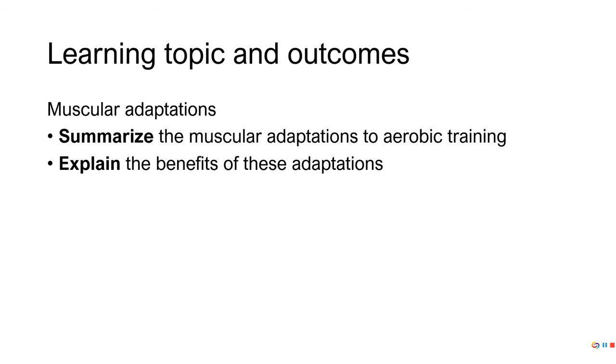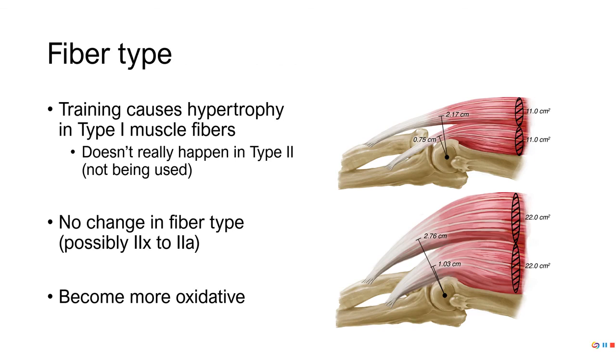To start off, we've talked several times about fiber type. When you go out and train, you use a muscle, it gets bigger. We have hypertrophy occur, which we'll talk about more during the resistance training unit next week. When you hear hypertrophy, just think bigger. Now this happens primarily in type 1 fibers because when we're doing aerobic training, we're using type 1 fibers, not type 2 fibers. Generally speaking, there doesn't appear to be a lot of change in fiber type, although as we mentioned a couple of weeks ago, it might be possible for 2X fibers to turn to 2A. So we're taking these glycolytic fibers and they're turning into fiber types that are more oxidative.